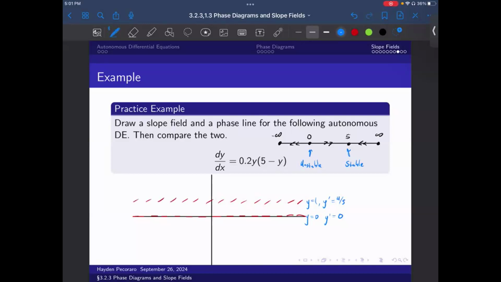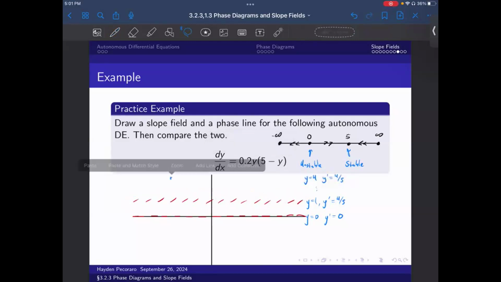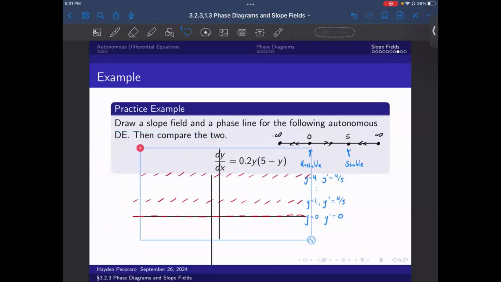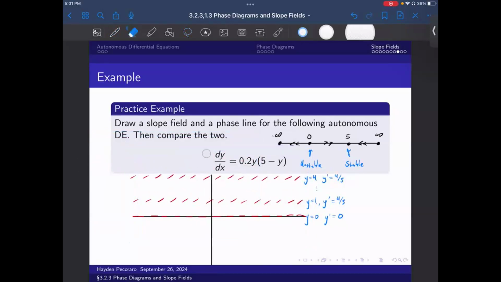Okay, well, what if I skip up a little bit and we talk about y equals 4 now? So y equals 4, we get 4/5 times 1. Y prime also equals 4/5. And so we get the exact same row of slopes up here around y equals 4.